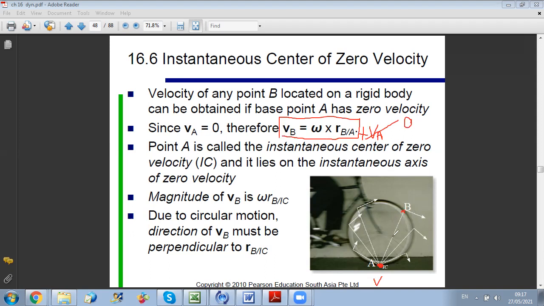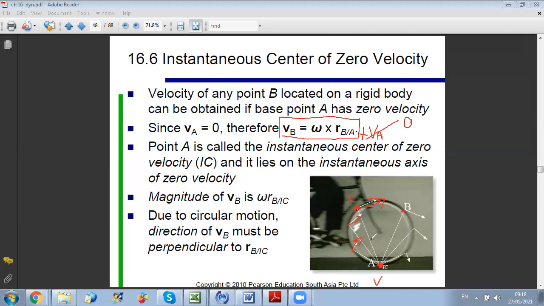Since any point seems to rotate about A, the velocity vector of any point on the wheel will be perpendicular to the distance from A to the point. For example, if you take a point C here, V of C should be perpendicular to AC. Any point you take will have a velocity perpendicular to the line joining the point A to the point of interest. So look at how the velocities of the wheel points are.